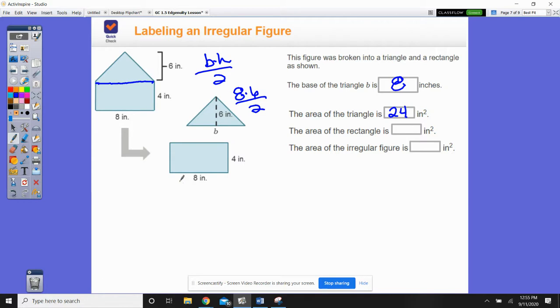The area of this rectangle is base times height, which is 32. So you would add them together to get the irregular figure, which is 56 square inches.